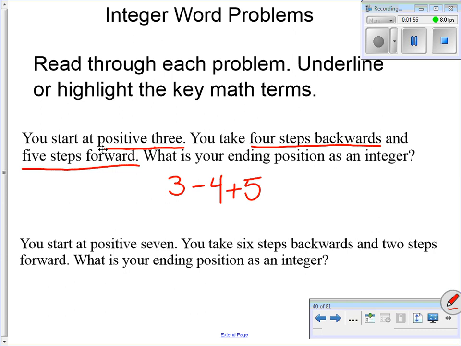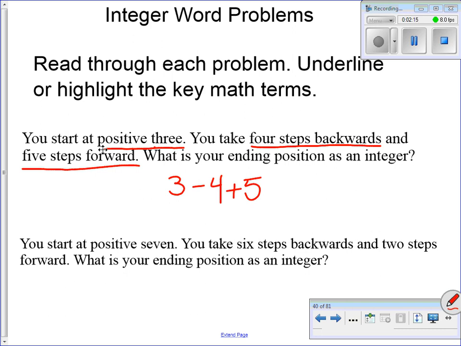Positive 3 indicates positive 3. 4 steps backwards indicates a negative 4. And 5 steps forward indicates a positive 5. At this point, you know how to add and subtract positive and negative integers. Feel free to use the number line to assist you if needed.